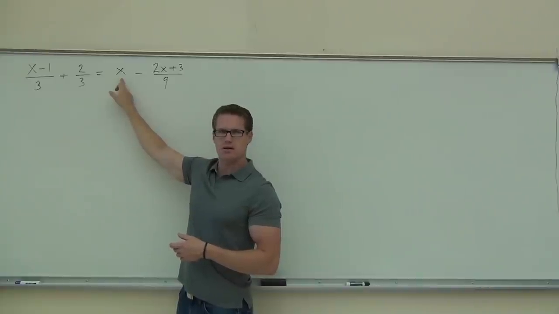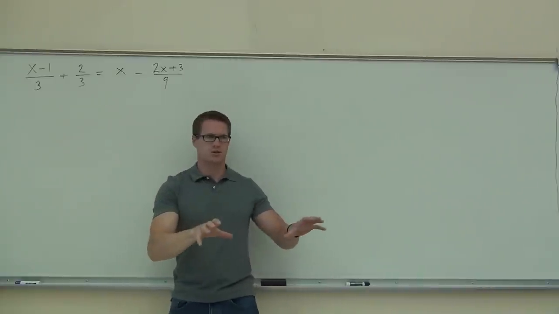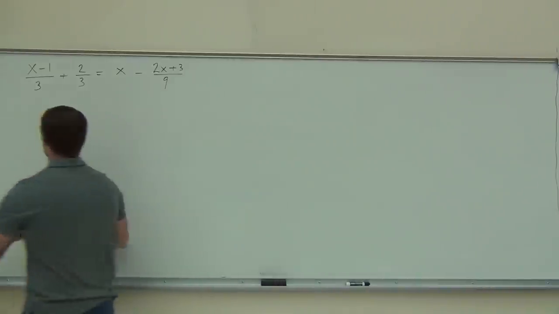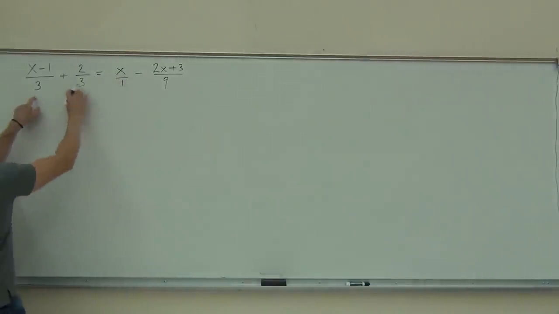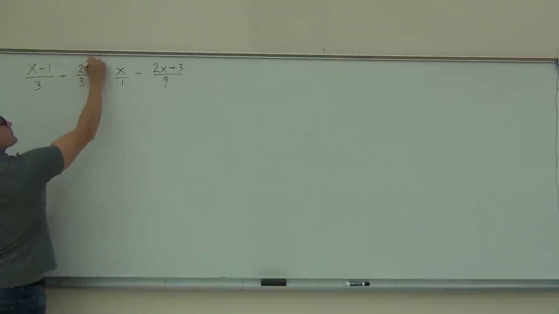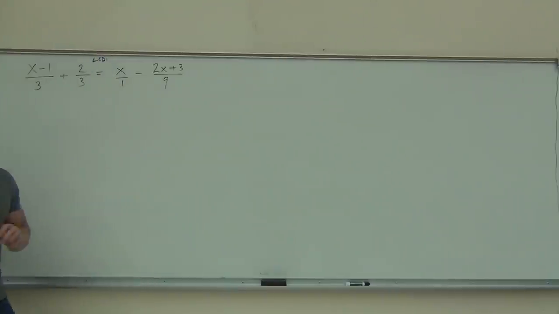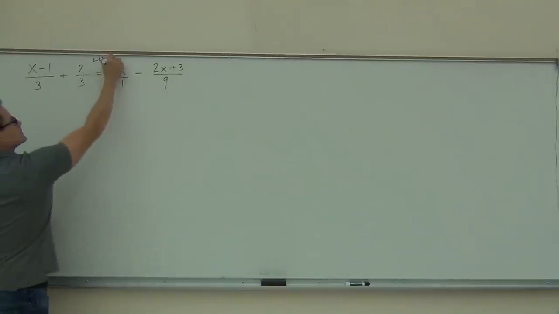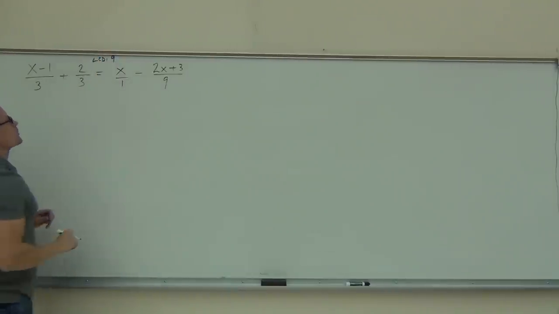Are you clear on that? Are you sure you're clear on that? Because really this is like x over 1, and these are our denominators. So that's why that x is not going to play a part in this. So our LCD, can you look at that for me? What is our LCD, please? Yeah, good. Take into account all four of those.